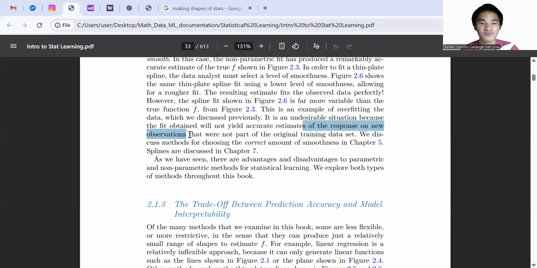Let's say we have new predictions or new observations that were not part of the original training data set. So that's the big caveat behind that idea, right? I kind of explained this before, but if we try to fit the data too much, then if we give it new data, that's not really going to work, right? We discuss methods for choosing the correct amount of smoothness in chapter 5, and splines are discussed in chapter 7. So it's more on that in the later chapters.